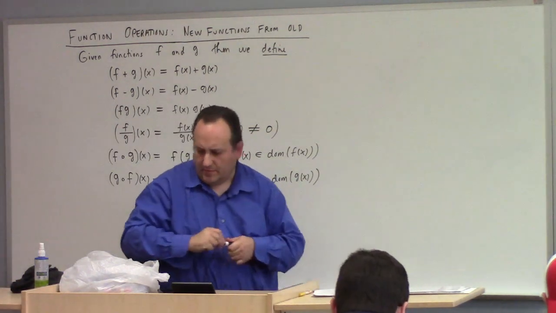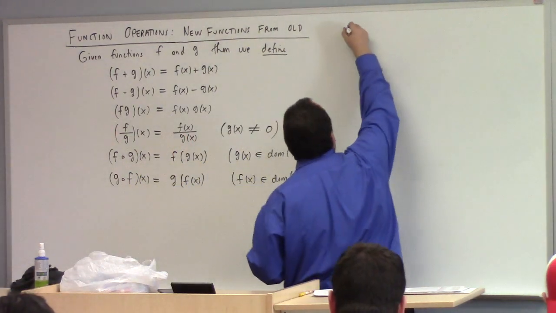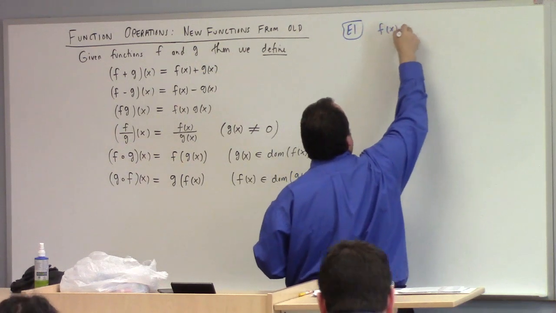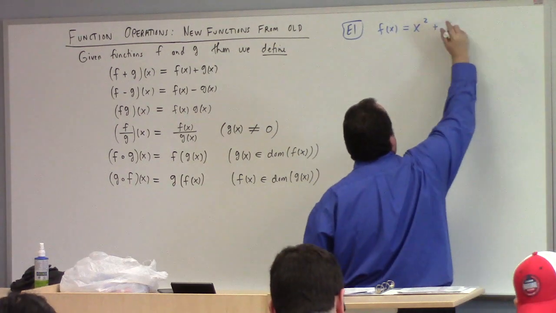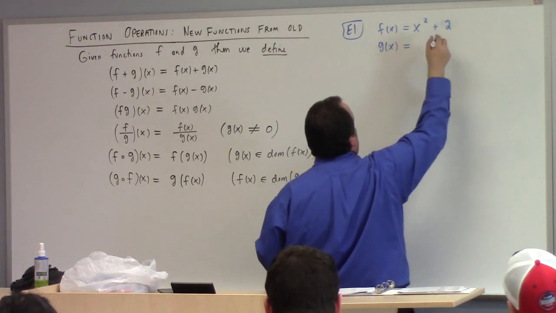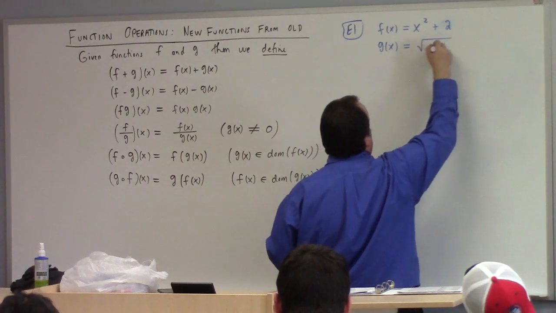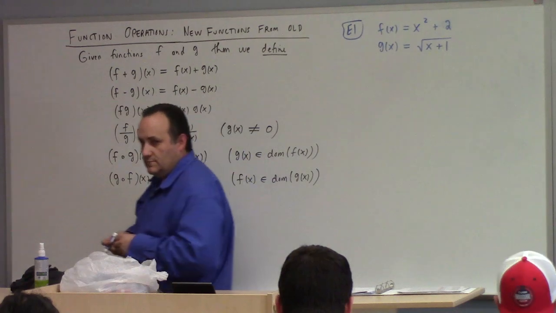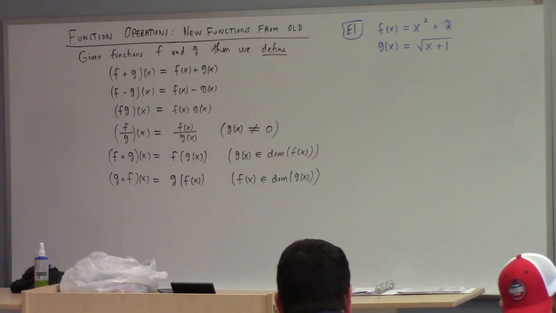So let's look at an example, and I'll start with a symbolic example. Let's suppose we have f of x equals x squared plus 2, and we have g of x equal to the square root of x plus 1. You guys with me so far? Michael's with me, all right, good.